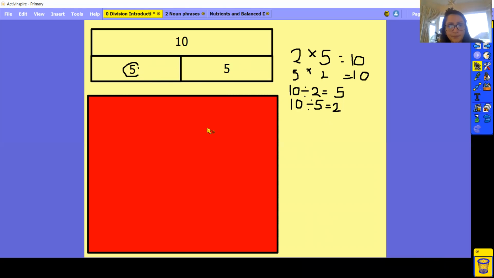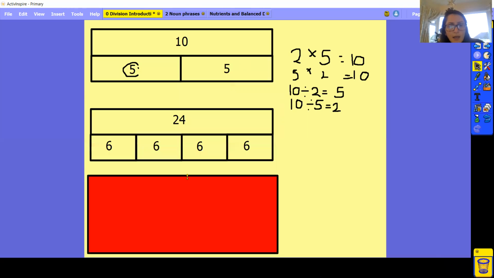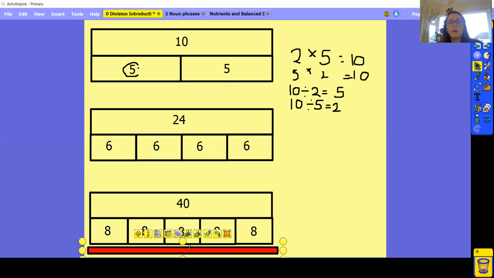Okay, so what I want you to do is have a go at these ones. I want you to tell me the 2 multiplication and then the 2 division facts that you know about these numbers. Off you go.